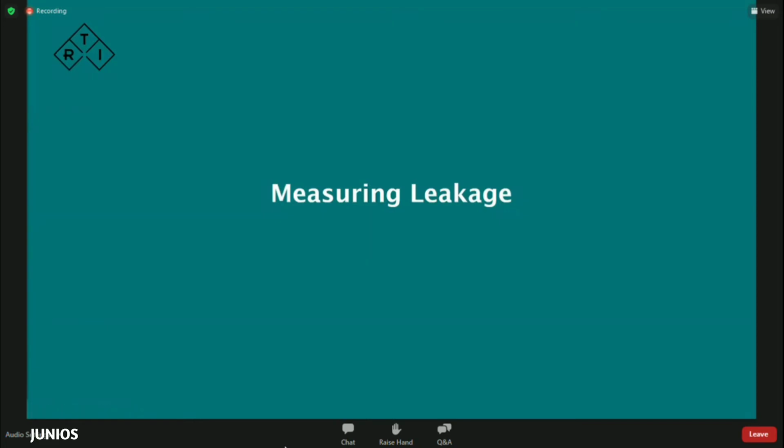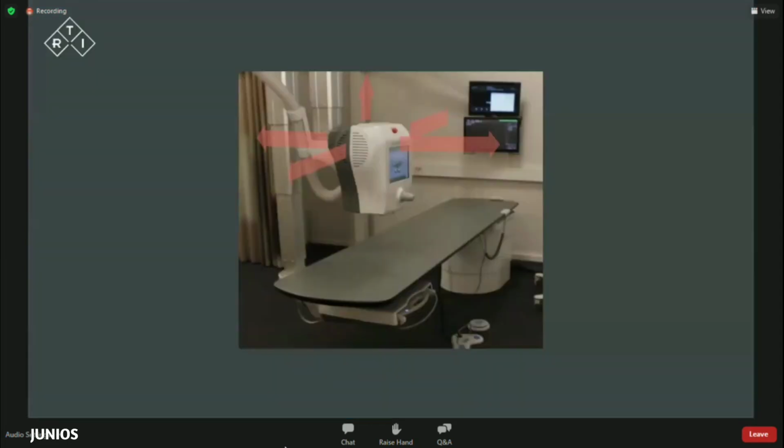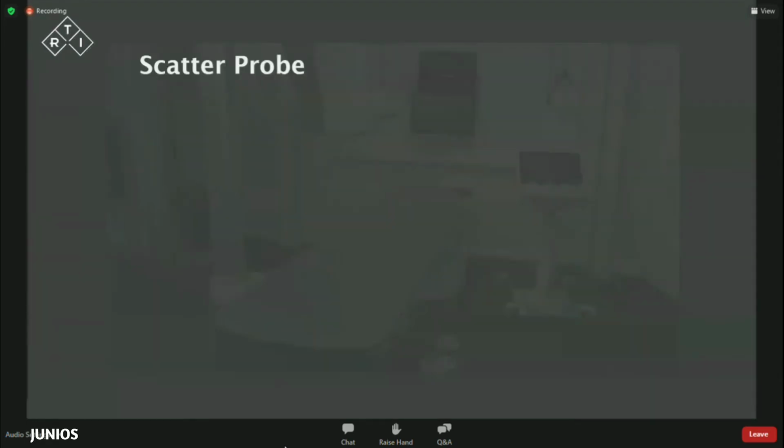So measuring leakage. How do we measure leakage? As I mentioned before, there is angular dependence on this type of radiation. So typically, the leakage radiation is measured in 5 directions: the front, the rear, the top, and then the anode side plus the cathode side. And the distance from the focal spot to where you measure the leakage radiation should be 1 meter. And of course, an instrument is needed. So let's look into that.